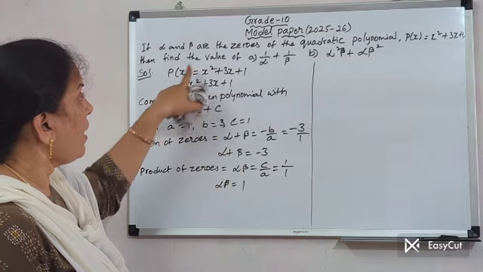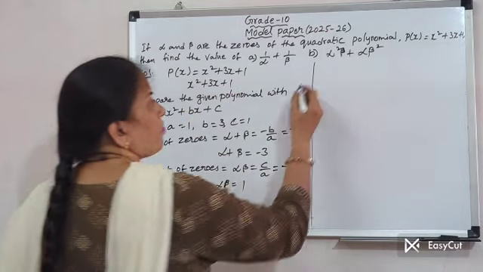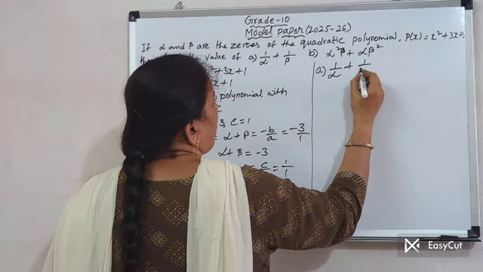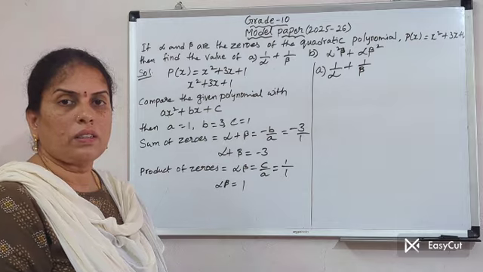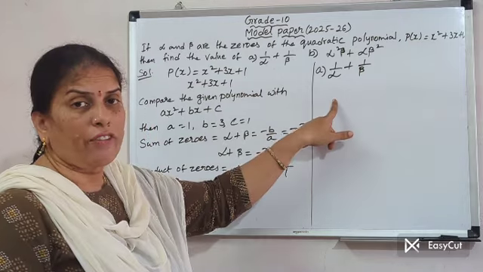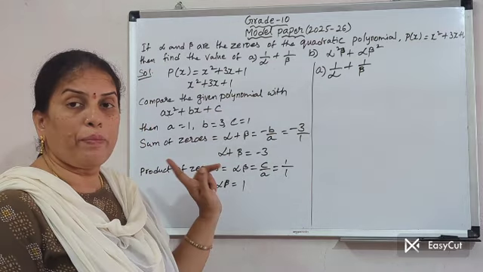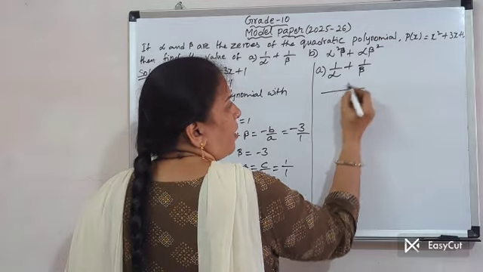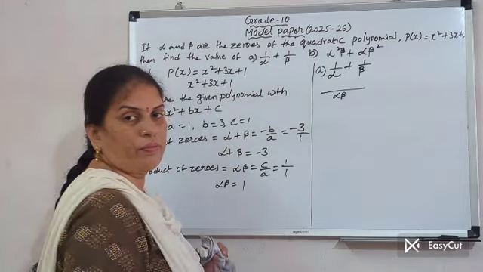Now, we will simplify the first question: 1 by alpha plus 1 by beta. Take the LCM. We don't know 1 by alpha. We know alpha plus beta and alpha beta, but the alpha value we don't know. So, take the LCM. Alpha beta is the LCM.